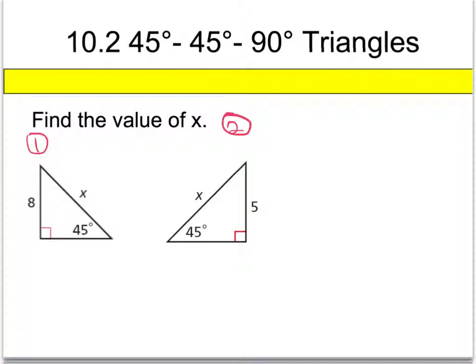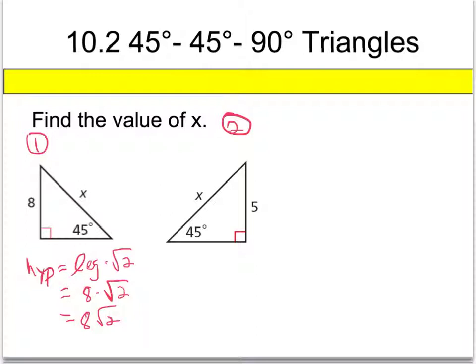Alright, so looking at this first one, you will notice that we know a leg. And when we know a leg, that's all we really need to know. Because if you remember, our hypotenuse is equal to our leg times the square root of 2. Well, if we know our leg, we already know our hypotenuse. Plug in 8 where you have leg times the square root of 2. So our answer is 8 times the square root of 2. And that's it. You leave it at that.